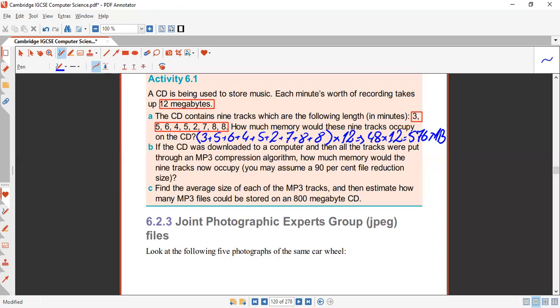It says if the CD was downloaded to a computer and then all the tracks were put through an MP3 compression algorithm, how much memory would the 9 tracks now occupy? You may assume a 90% file reduction size. Now 576 MBs has been reduced 90%. So how much memory is left? It has been reduced by 90%. So just let me know, if the thing has been reduced 90%, how much is left?